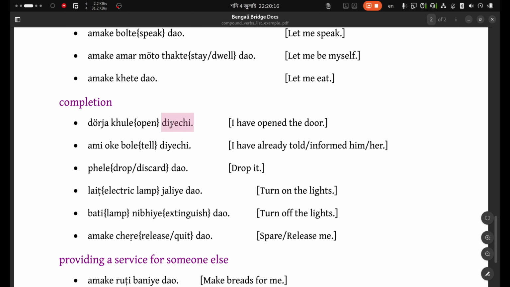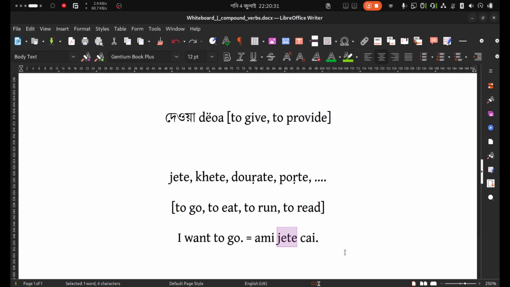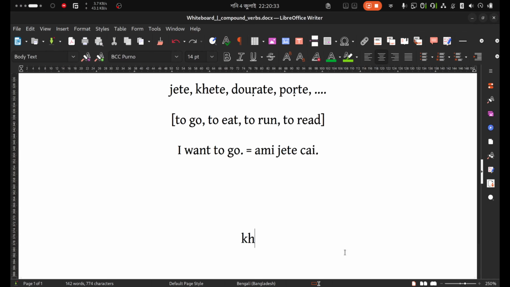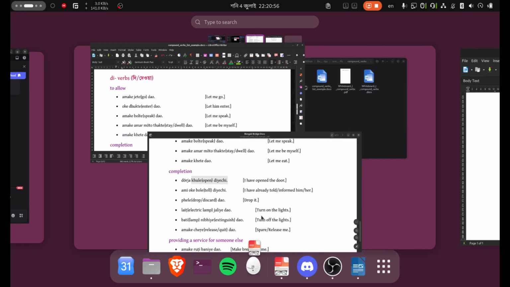So still we are using dewa verbs, and the compound verb we are using here is khule dewa. Khule diyechi is the present perfect form. Khule dewa, to open. Khola also means to open, and khule dewa still means open, but it adds a nuance, an extra nuance.